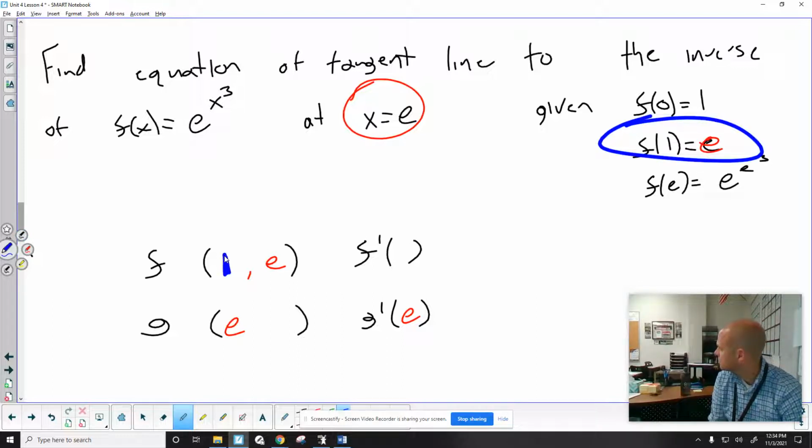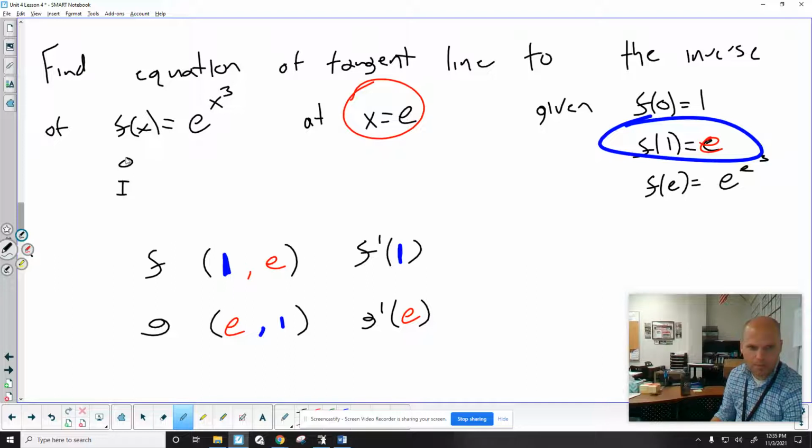All right, here's my table. G has to have the point e, 1. I'm going to find G prime of e. F will have the point 1, e, which it does. So I need to find F prime of 1.